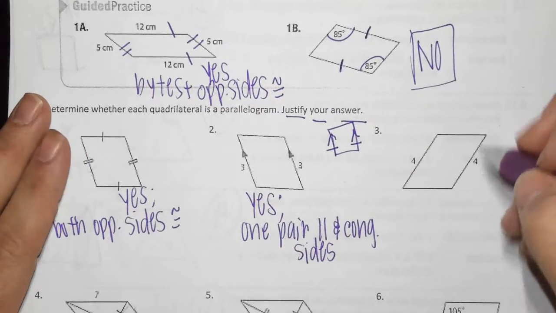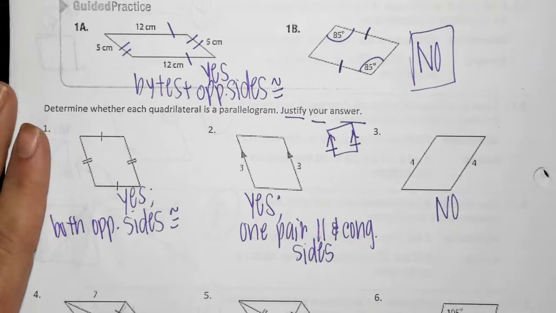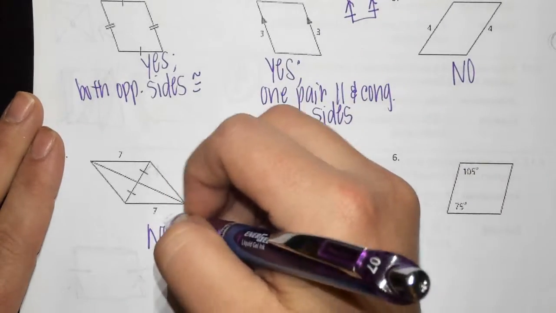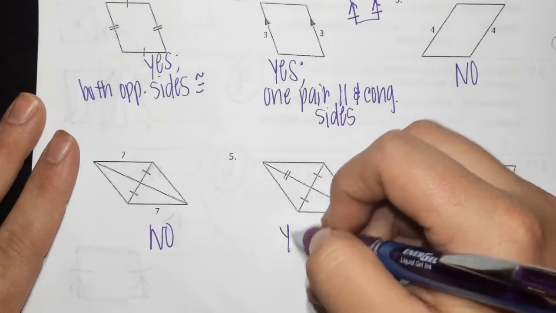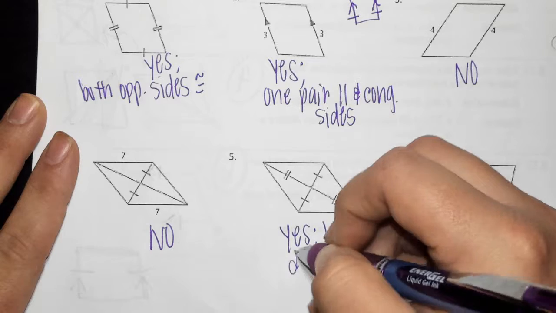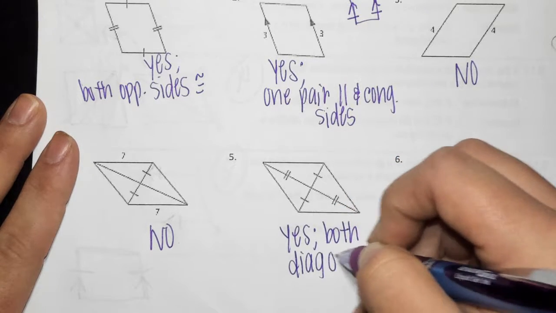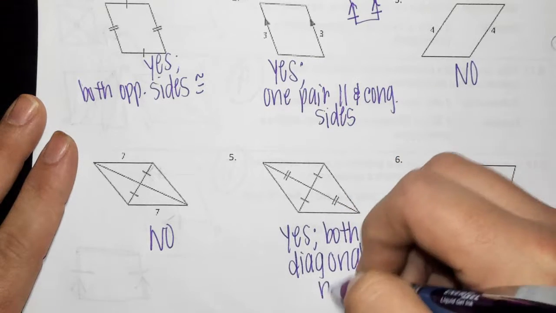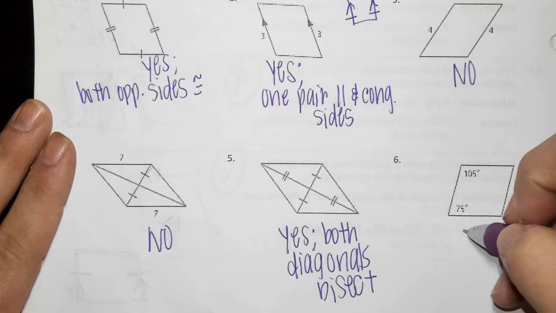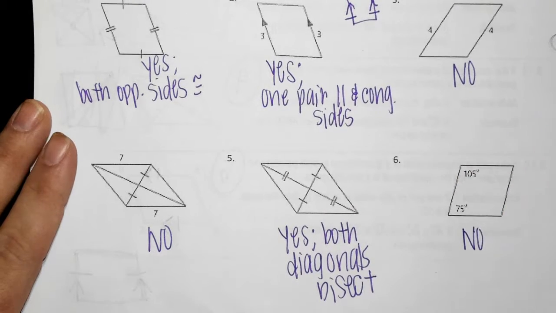What about 3? Nope, not enough. 4? Nope, not enough. 5? Yes. Both diagonals bisect. What about 6? No.